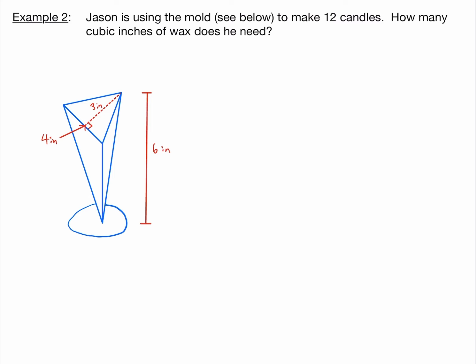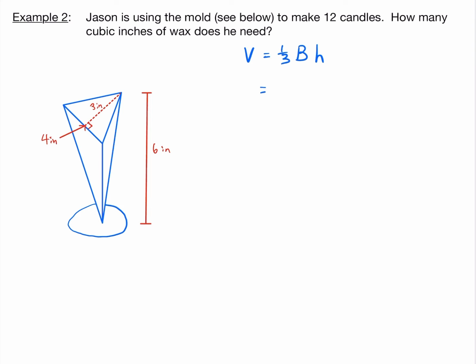So now we have Jason, who is using this mold pictured below to make 12 candles, and the question is, how many cubic inches of wax will he need to make 12 candles? Okay, so we need to figure out how much volume this consists of. Let's start with the equation. This is the volume of essentially a pyramid, but upside down, and that's going to be, again, 1/3 times the area of the base times height.